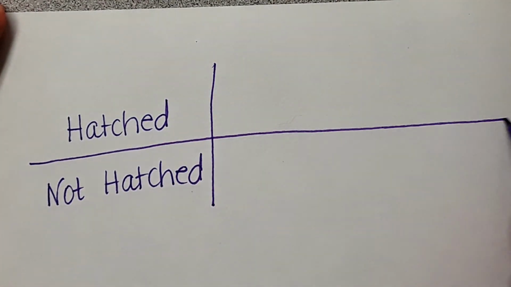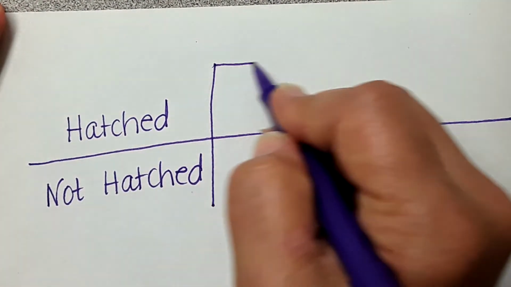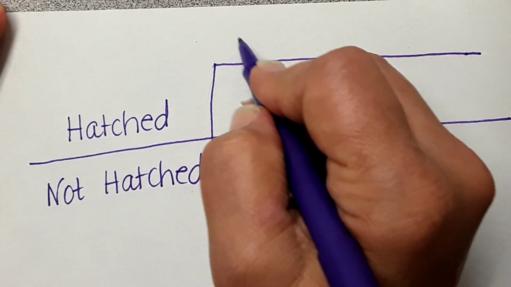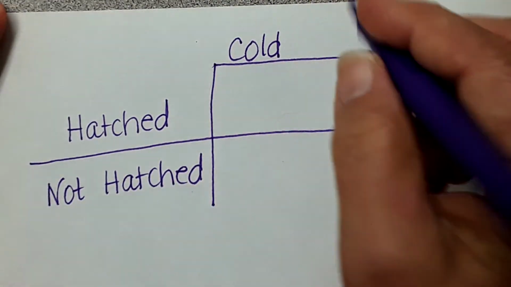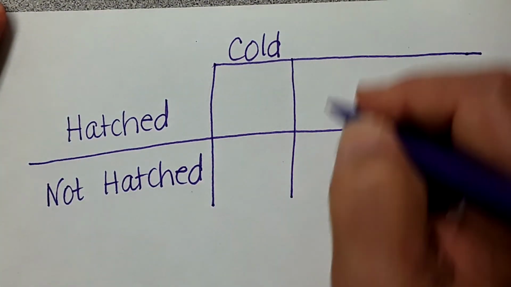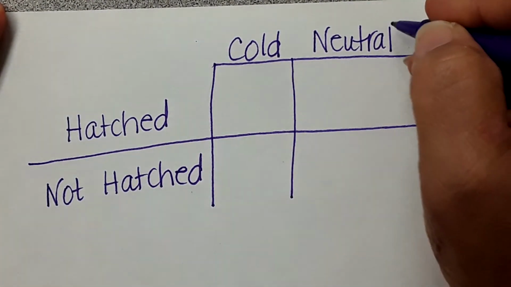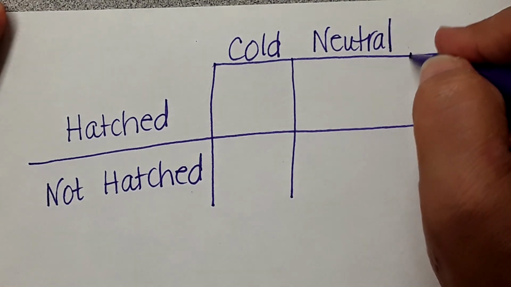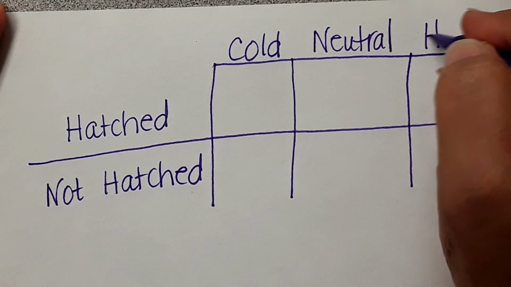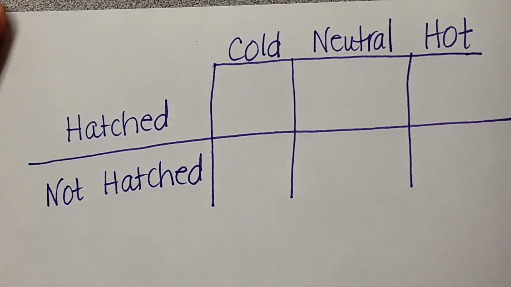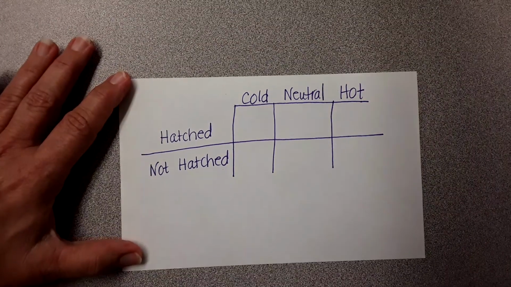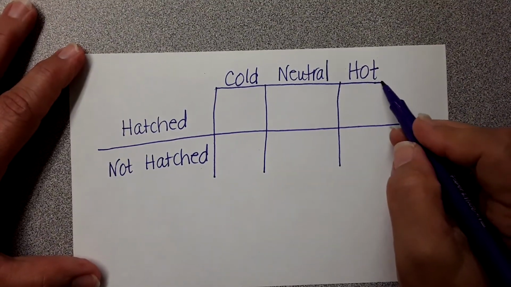From there, we had three options, right? The three options were they had cold water, neutral water, probably tap water, and then they had hot water. Don't mind me, when I make a table, I'm always a little off with my dimensions.